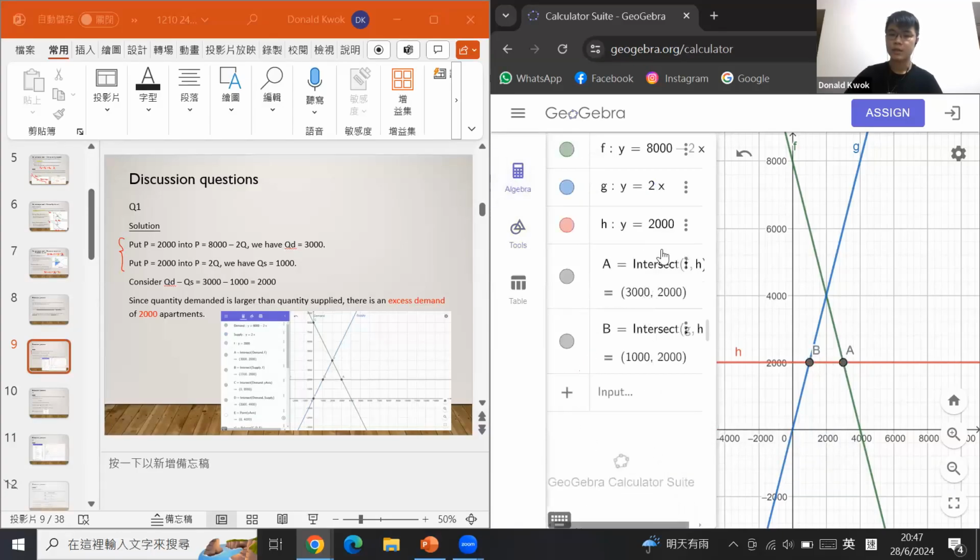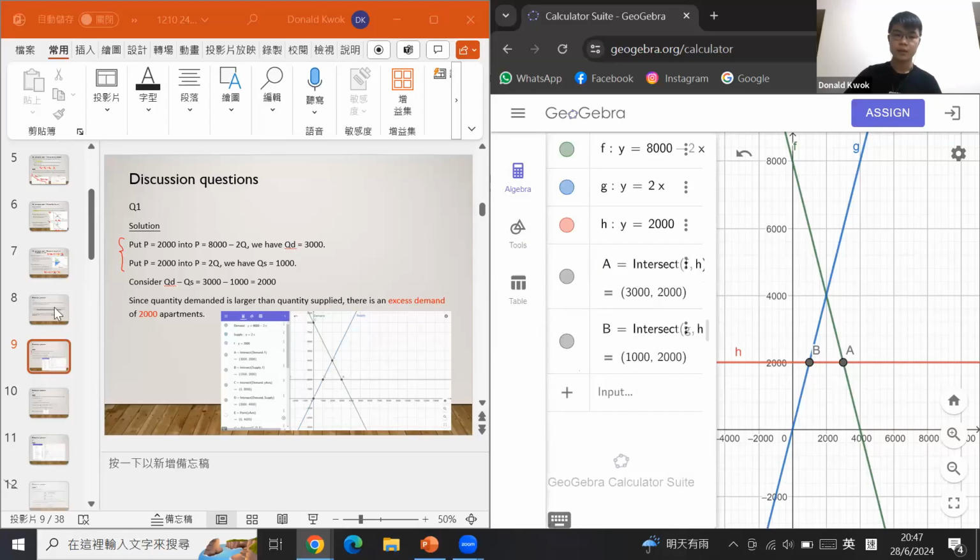The quantity as suggested by point A will be the quantity demanded, 3,000, while the quantity as suggested by point B will be the quantity supplied, 1,000. So the difference would be 3,000 minus 1,000, which is 2,000 units of excess demand.